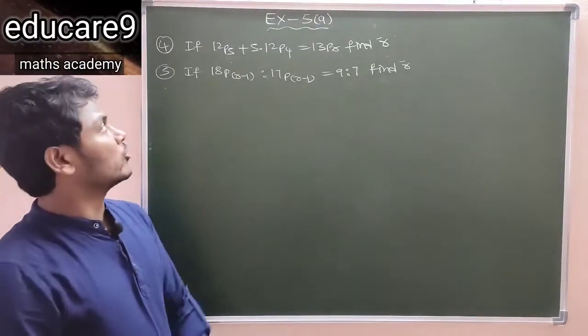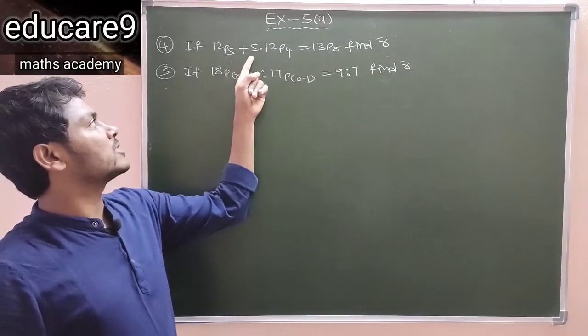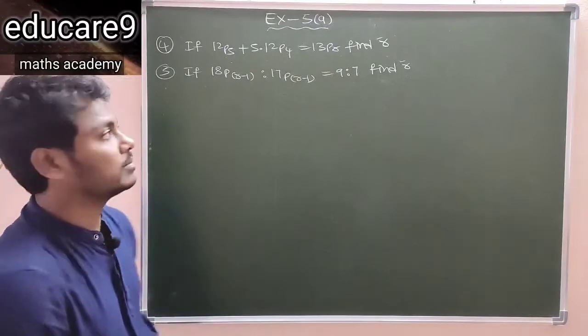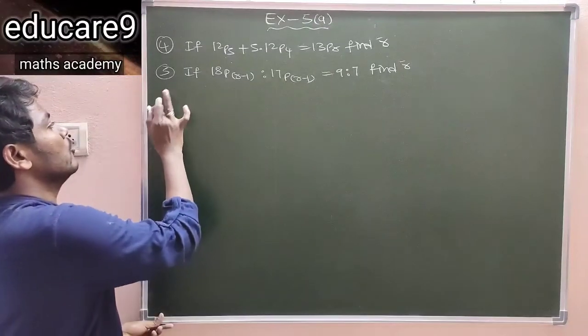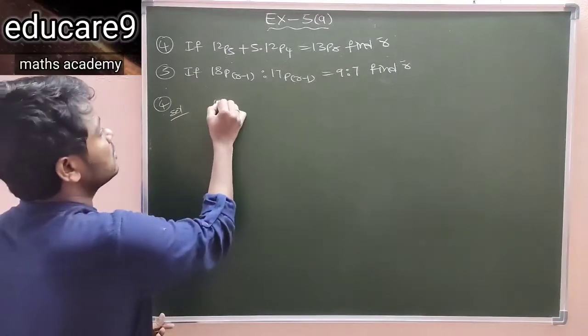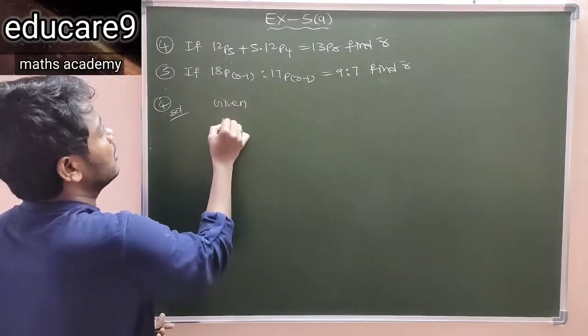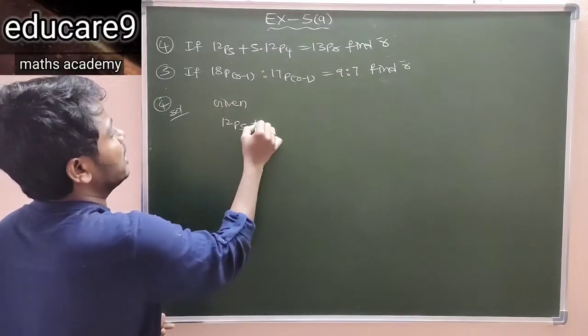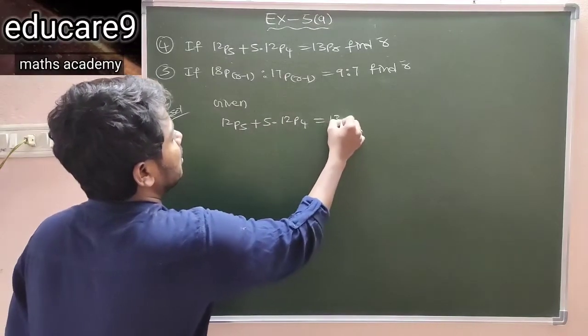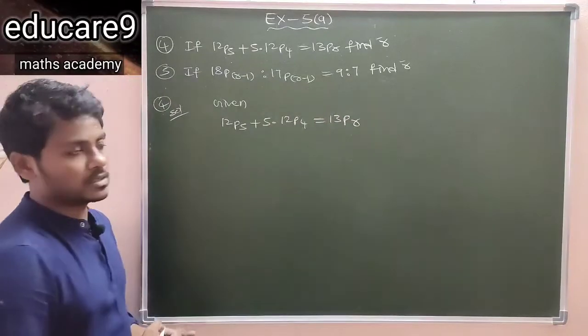So next, see the fourth one. If 12P5 + 5 into 12P4 equals 13Pr, then find r. So see the fourth solution. So given, 12P5 + 5 into 12P4 is equal to 13Pr.